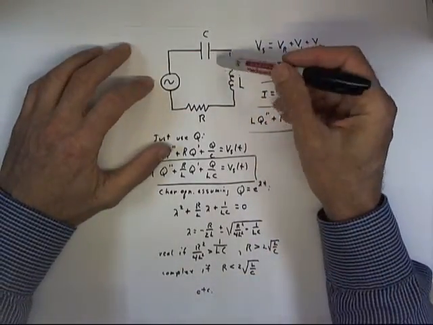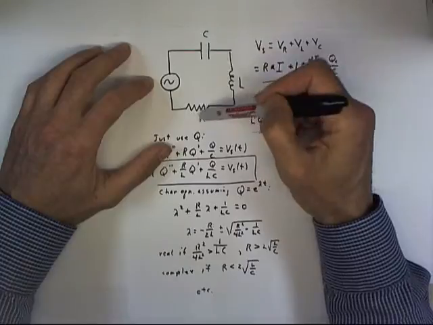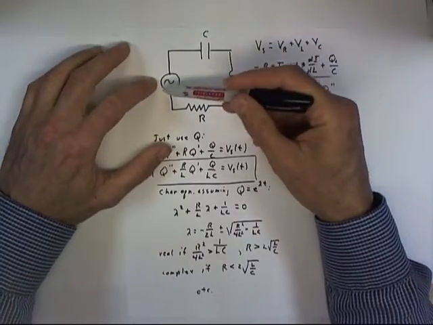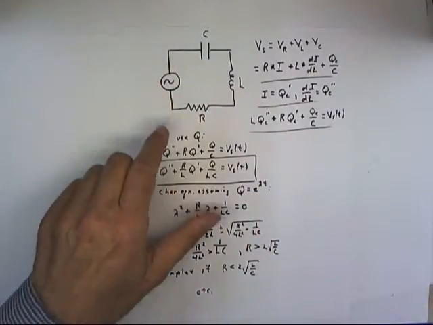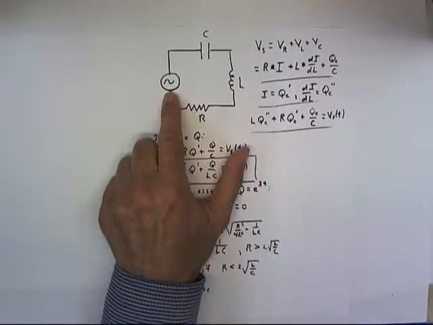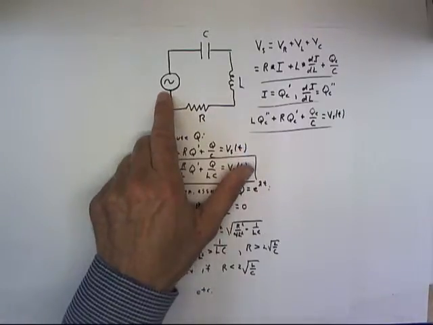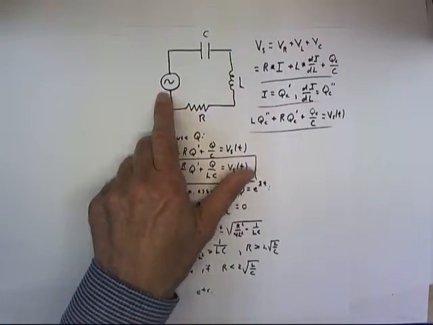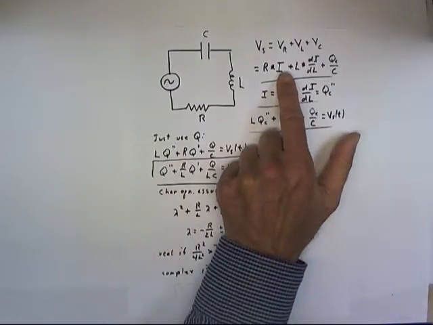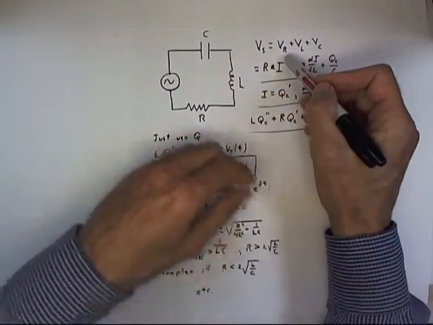If we have a circuit consisting of a series combination of a capacitor, an inductor, and a resistor, and some sort of a time-varying source, so that the source voltage is a function of t, well, there are a couple of principles we want to think about.